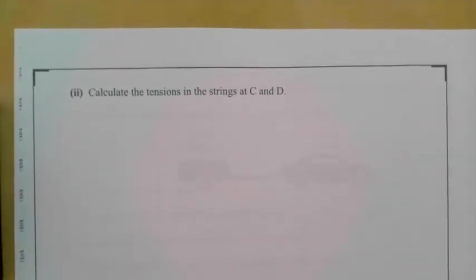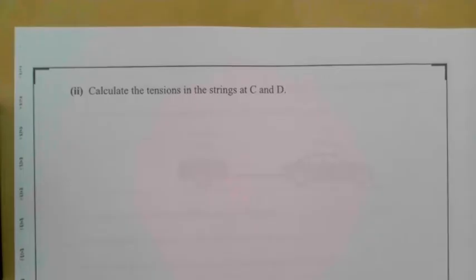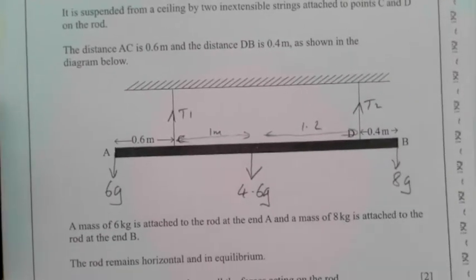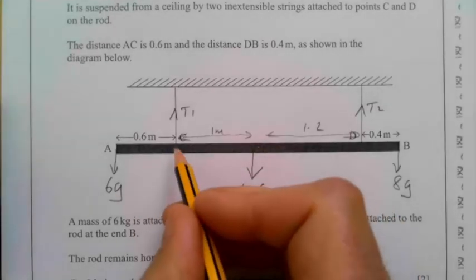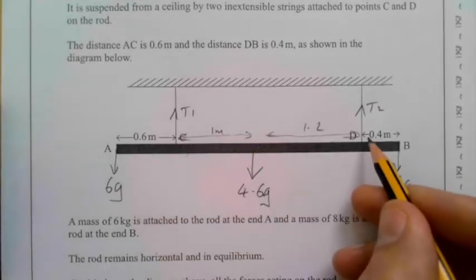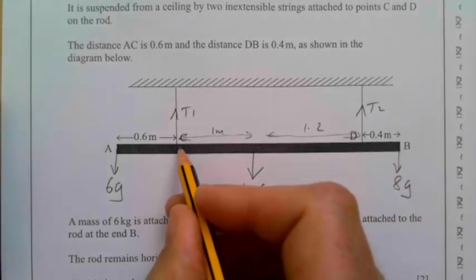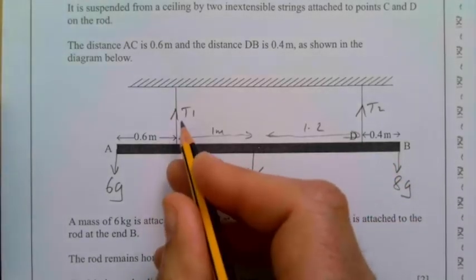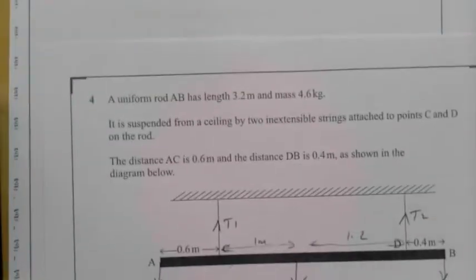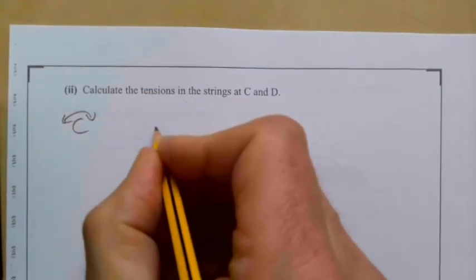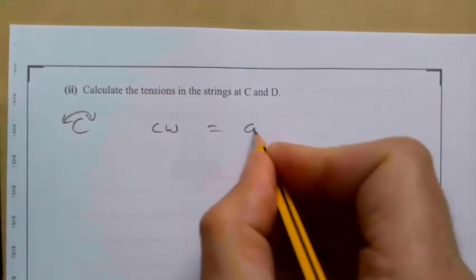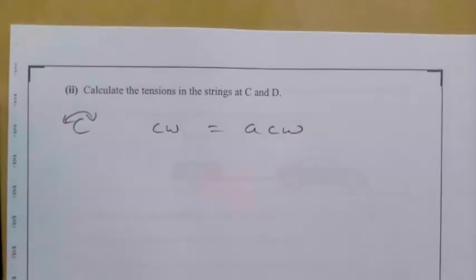Calculate the tensions in the strings at C and D. So we want to take moments somewhere, and the most sensible place to take moments is here or here. So I'm going to take moments about here because that eliminates the T1, and we can work out the rest from there. So make sure and let the examiner know where you're taking your moments. So I'm taking my moments about C, and for any moments the clockwise equal the anti-clockwise. There's a few forces here we need to deal with, so let's see if we can work out what's going on.